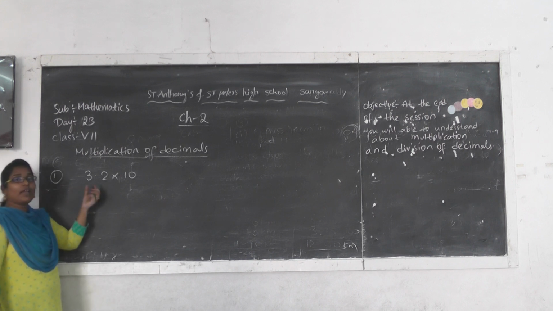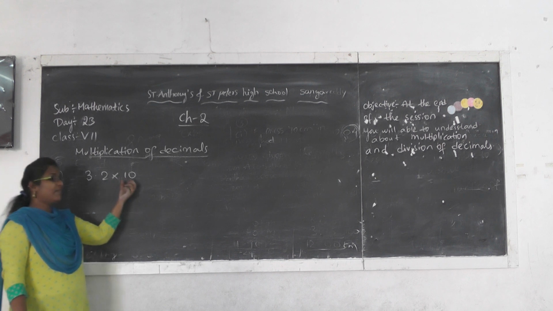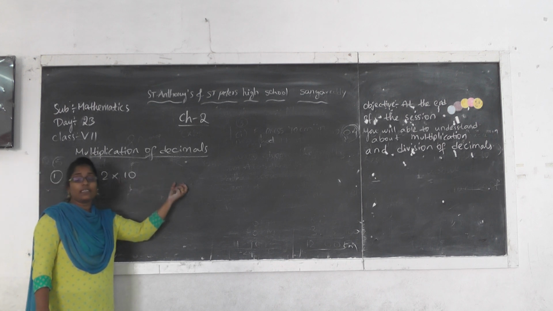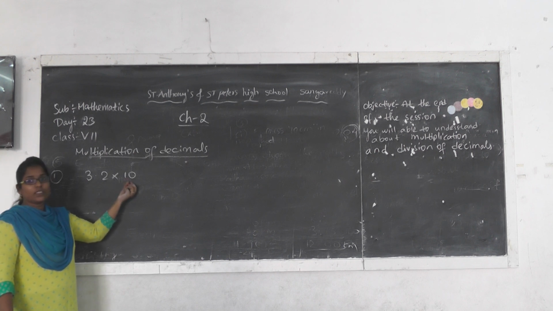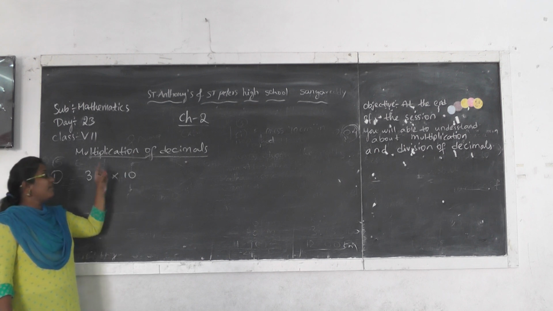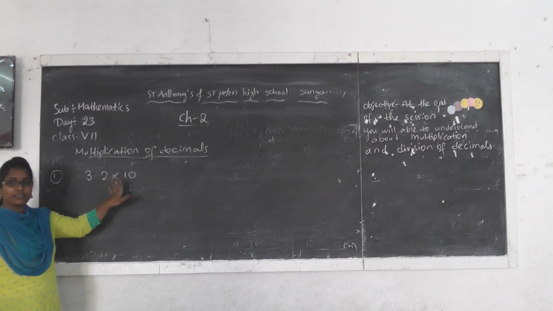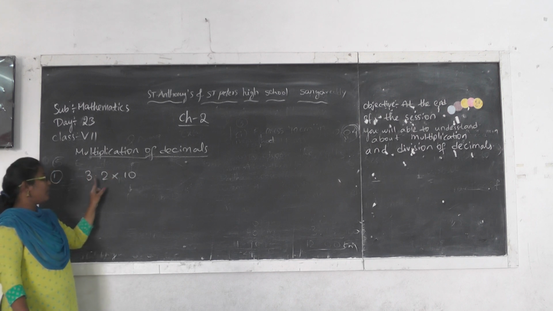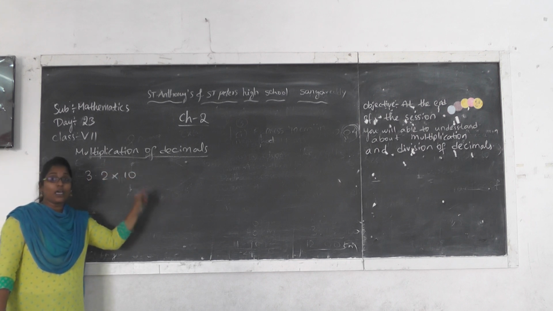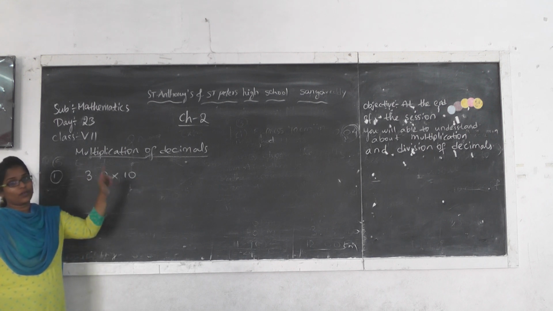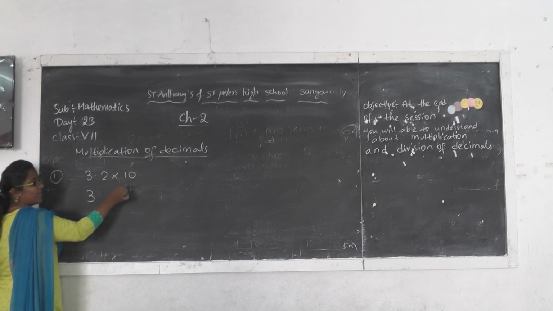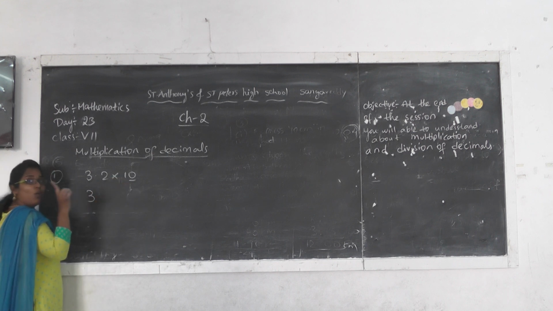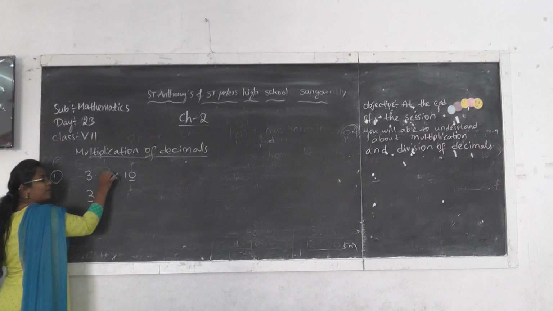Whenever we are multiplying a decimal number with 10, 100, 1000, for example, you have 10. How many zeros do we have? Only one zero. So when we are multiplying a decimal number with 10, we have to move the decimal point one step to the right side direction, one step forward. So 33.2 into 10. How many zeros are there here? Only one zero. So how many steps do we have to move forward?